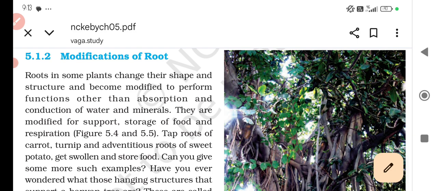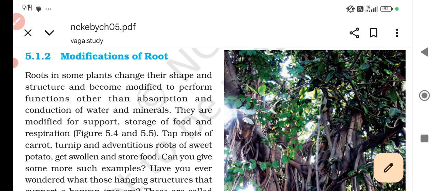So modifications are changes which occur in structure and which bring out morphological and physiological variations. Morphological means change in external structure and physiology means change in function. Not only the external structure but also the function of that part changes.